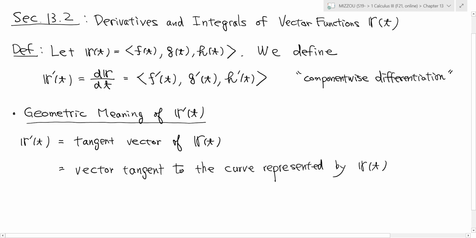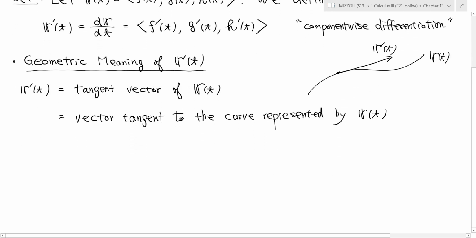So geometrically, suppose this is r of t. And then if you look at a particular point, let's say some arbitrary point t, and if you compute the derivative, you get a vector. But what kind of vector is that? It's a vector which is tangent to the curve. Okay. But why is that so? And here is a reason for this geometric meaning.